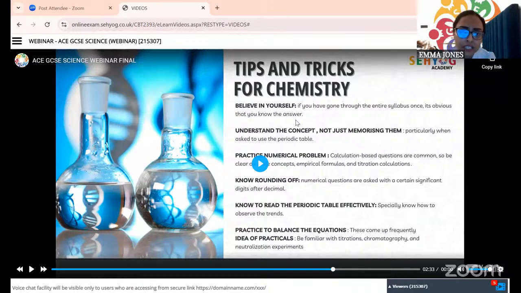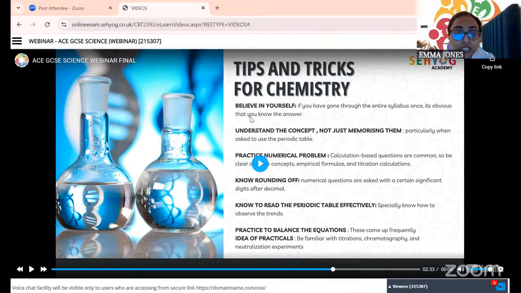Okay. Next, practice numerical problems. Yes, lots of numerical problems are also coming into the picture. So the student must practice the numerical ones, knowing rounding off. Many numerical answers are in decimals, so the questions are sometimes asked in a particular number of digits after the decimal. So one must know how to round them off.